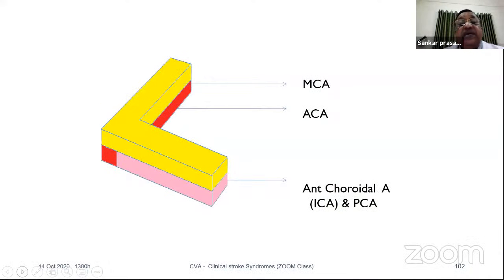So now this important diagram, the internal capsule blood supply. The middle cerebral artery supplies the superior half of the internal capsule. The posterior inferior part is supplied by the anterior choroidal artery, ICA and PCA, and the anterior part is supplied by the anterior cerebral artery, and the middle cerebral artery region is above. So ACA, MCA, anterior choroidal artery all supply the internal capsule, which is very important for you people to remember.